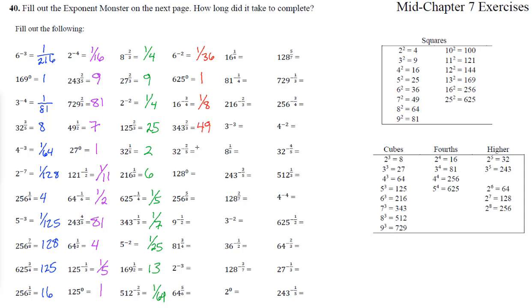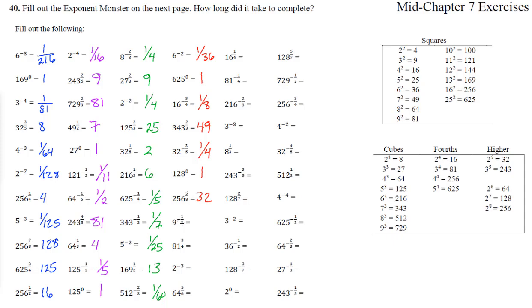32 to the negative 2/5 power, that's 1 over the 5th root of 32, which is 2, and then to the 2nd power, or squared, is 4. 128 to the 0 power is 1. 256 to the 5/8, so that's the 8th root of 256, which is 2, to the 5th power is 32.